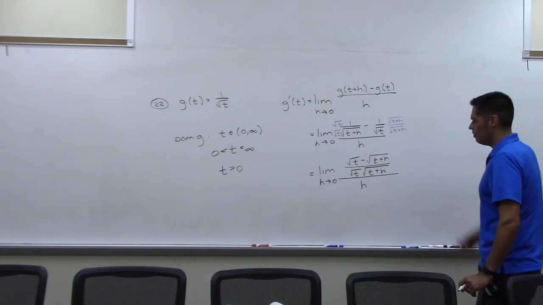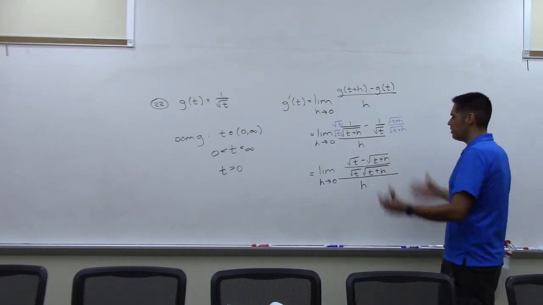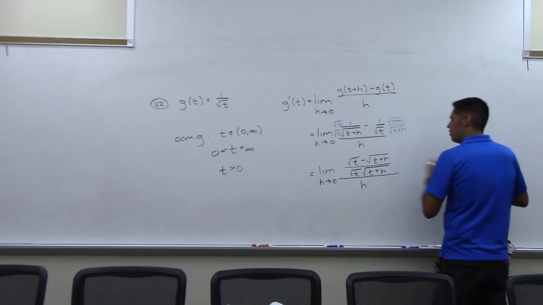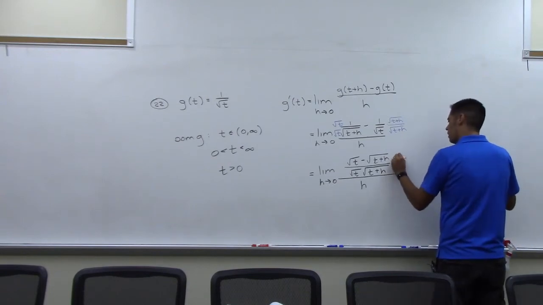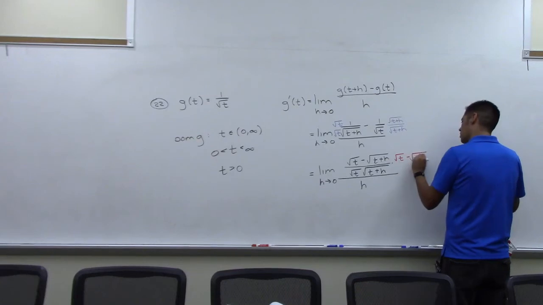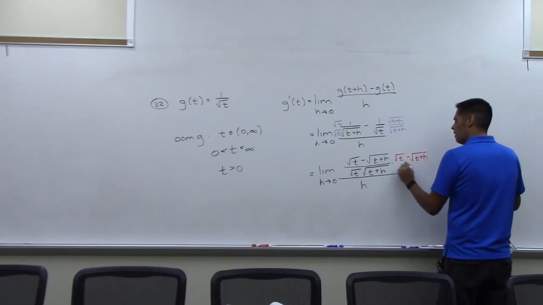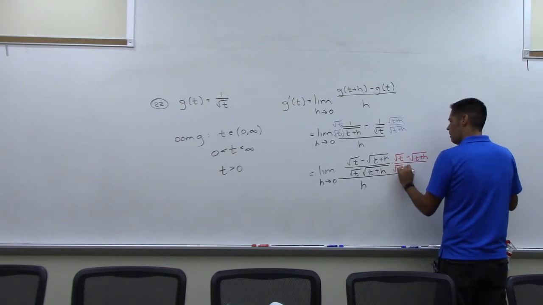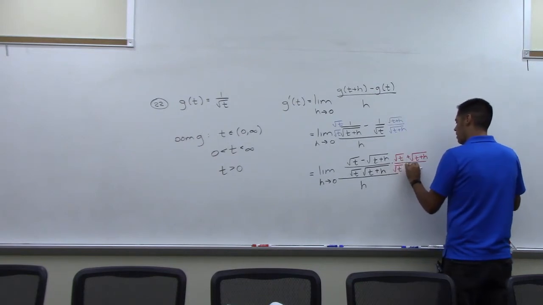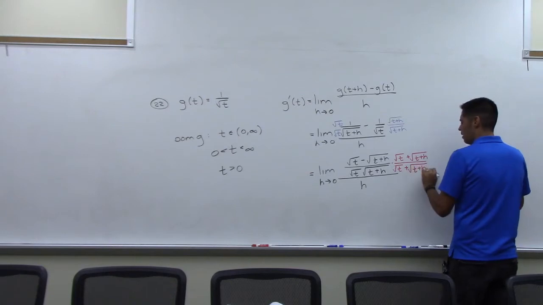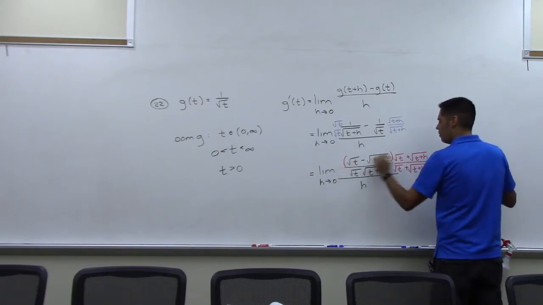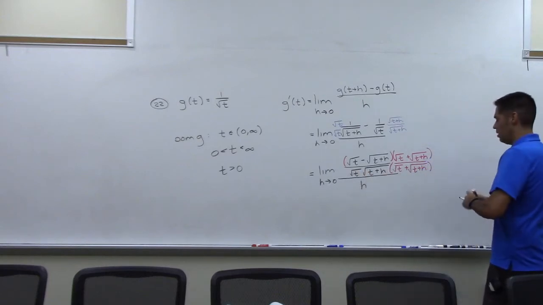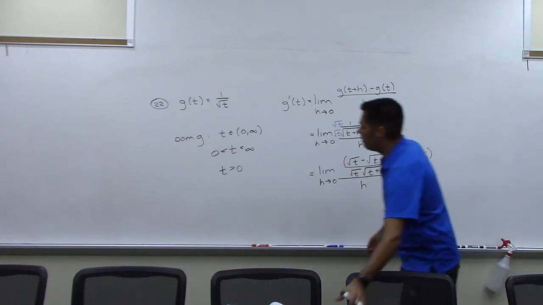And if we try and let h go to 0, we're going to get 0 over 0 still. So here's where we come in with the conjugate. I'm going to multiply the top and bottom by root t minus root t plus h over root t plus root t plus h. Multiply here, and on the bottom that's going to be real ugly. I'm not even going to touch it. So let's see where we are.